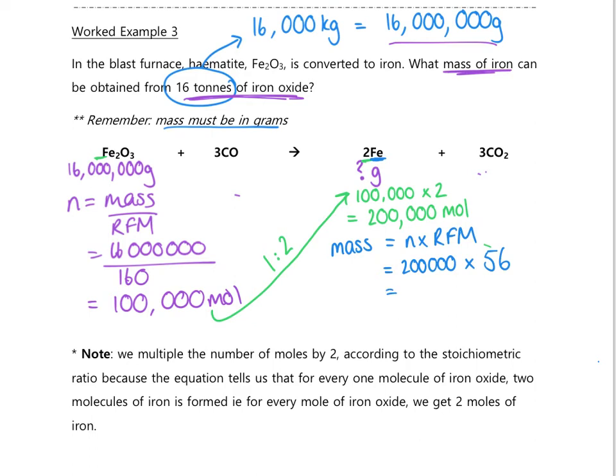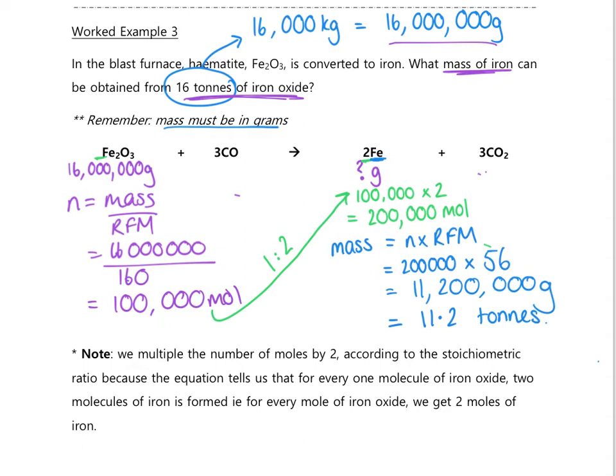200,000 times 56 is 11,200,000 grams. That's a very big number. So what I can do is divide it by 1,000,000 to get it back into tonnes, and that would give me 11.2 tonnes. If you were to give your answer in grams, that would be fine, unless the question specified that you had to give it in tonnes, but that just tidies it up a little bit.